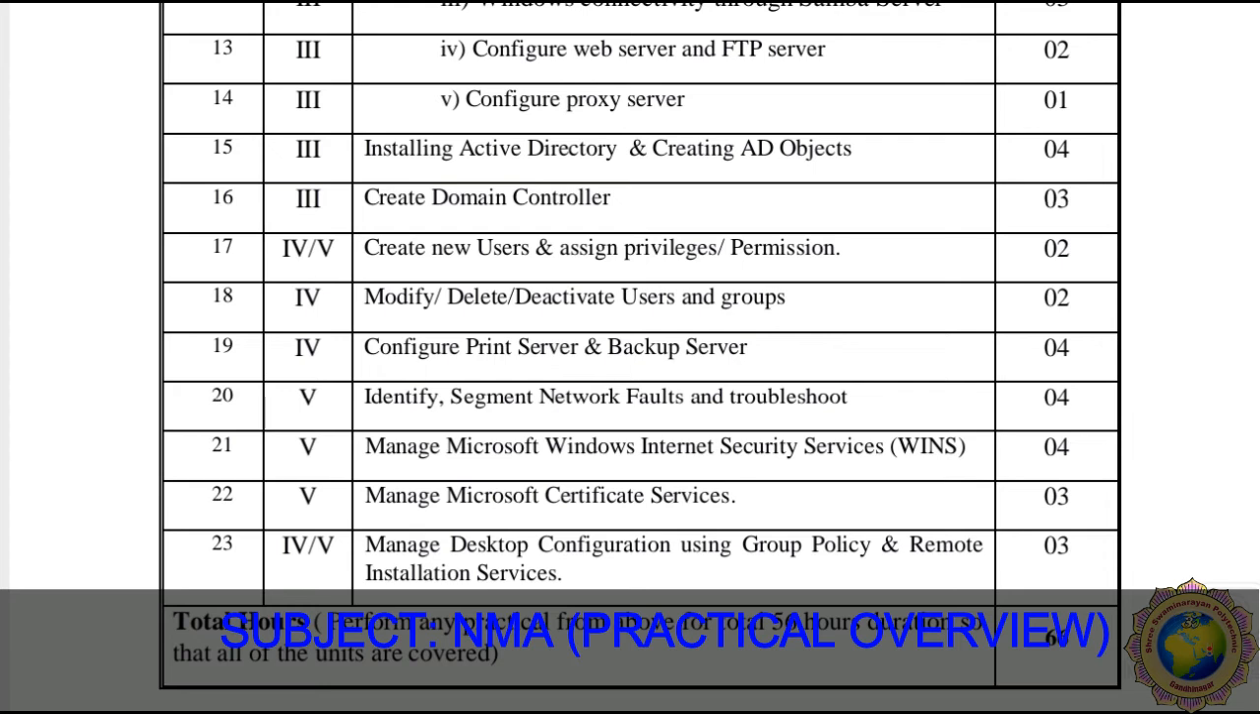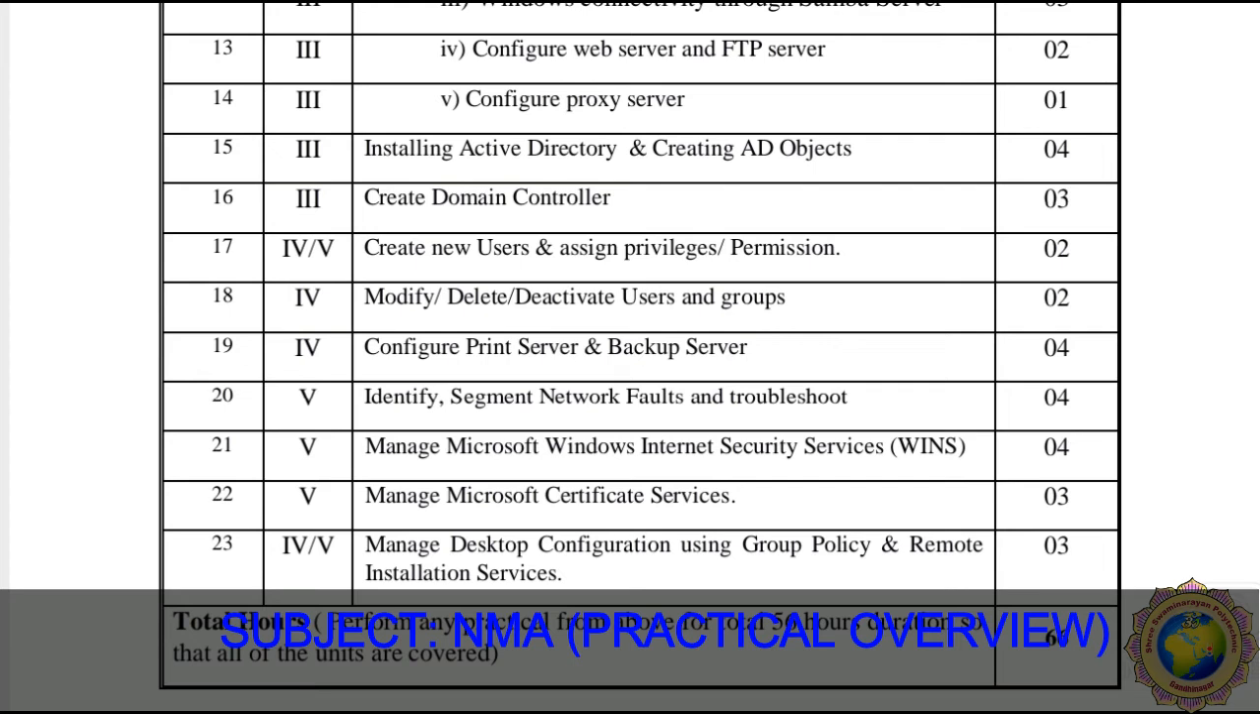So how do we configure the print server and back up this print server? This is a most important practical, as well as a theory-based question, regarding the GTU exam. So this practical and also the theory-based question are most important regarding our GTU exam, and this practical has 4 teaching hours.